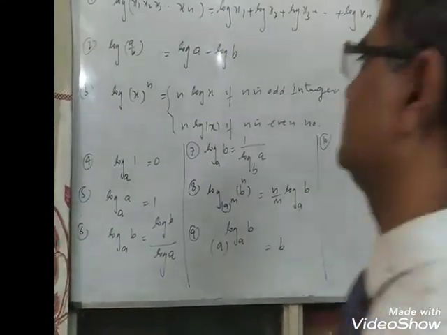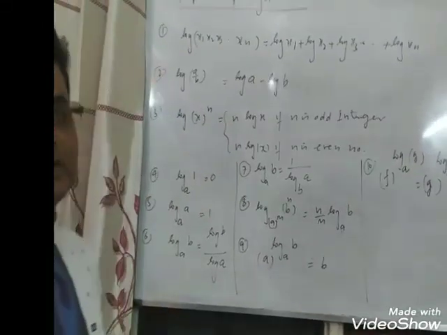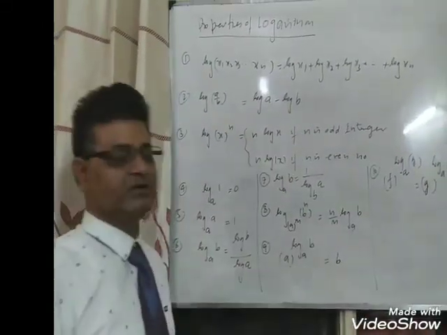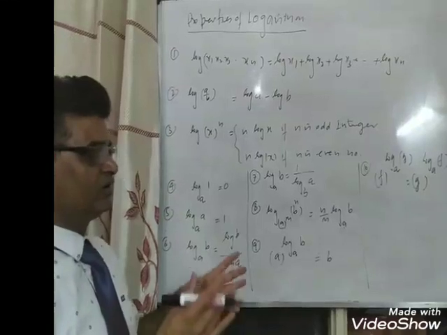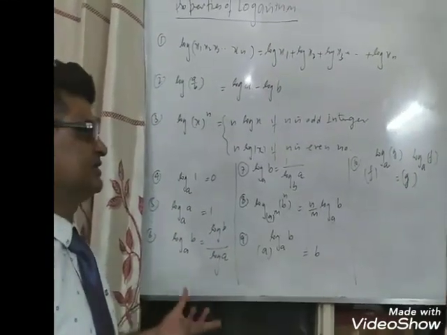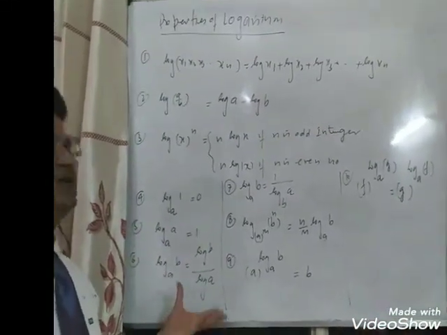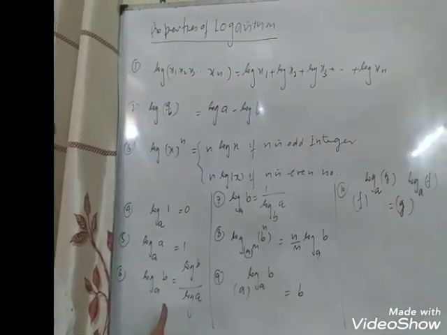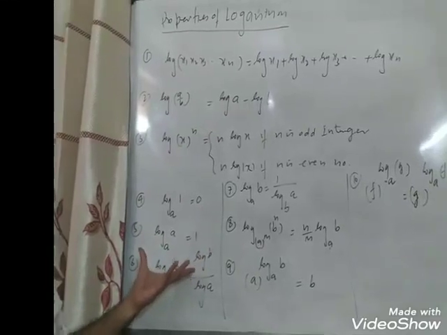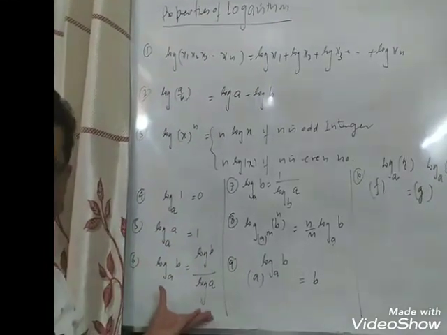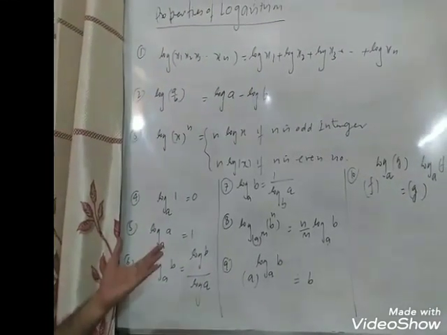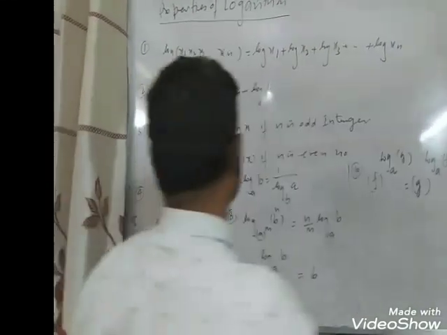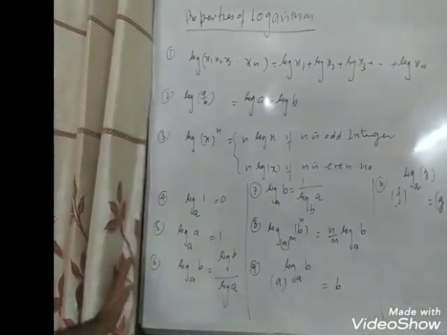So these are the 10 properties of the logarithm, and on these properties only the whole logarithm moves. So you must understand all the 10 properties and should be able to learn them. It should be on your fingertips. Otherwise you will not be able to solve it until and unless you know all the formulas. Now we are going to solve some questions.